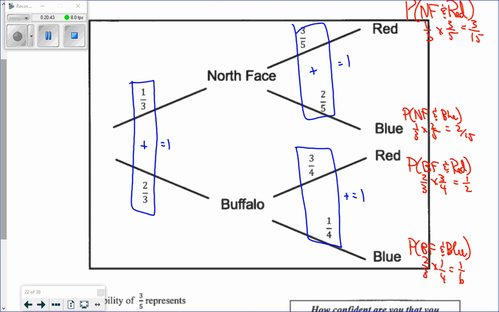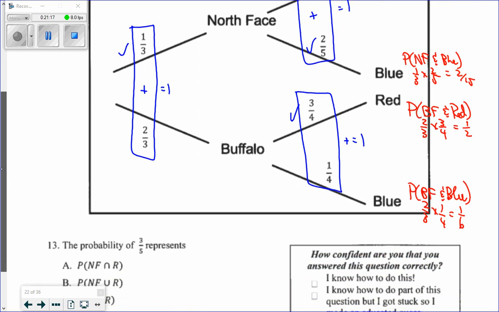So if they gave you a partial tree, let's say, this one and this one, you can fill in the others because you know that at each section of the tree they have to add to give 1. And then to find the probabilities are all "and" questions. So it's North Face, essentially it's red and North Face. So you didn't need to do all that work to do this question. I'm just reviewing while we use the questions as our basis.